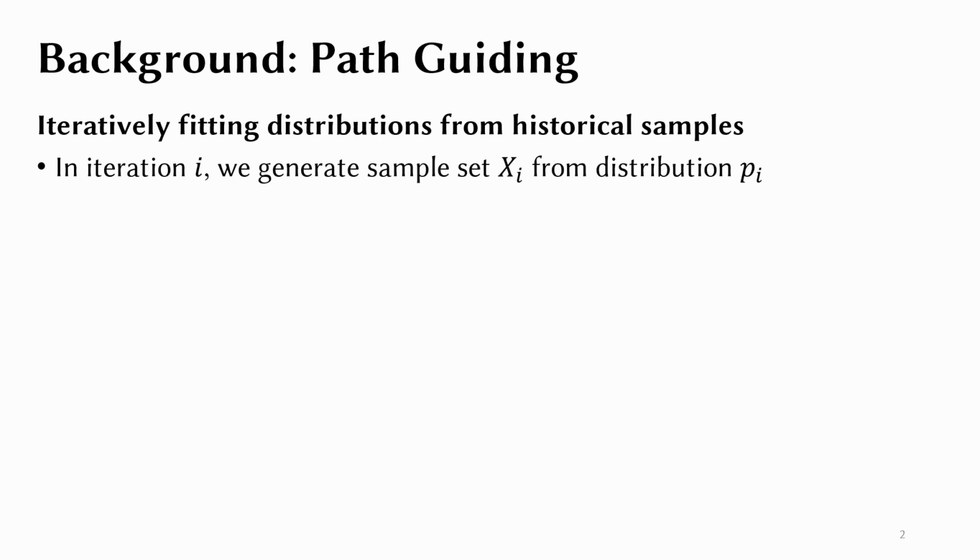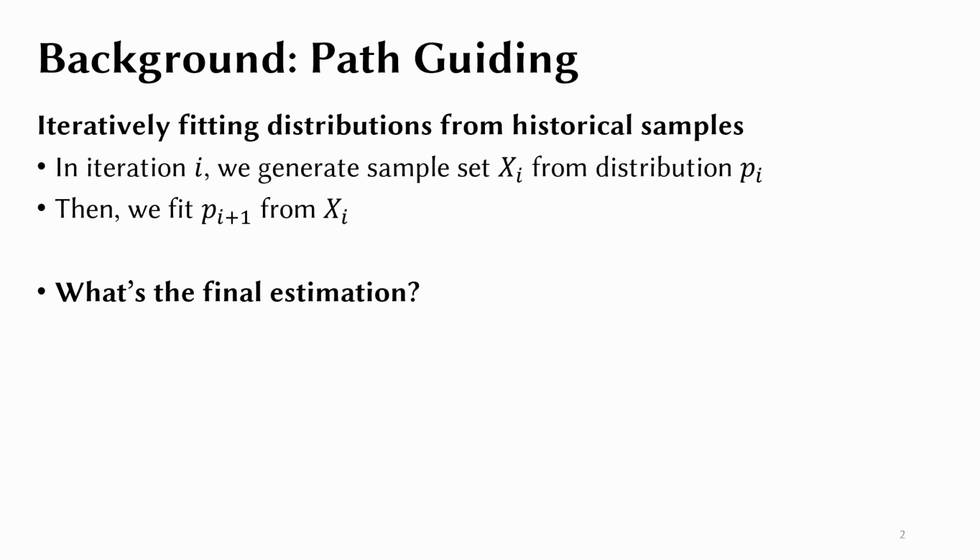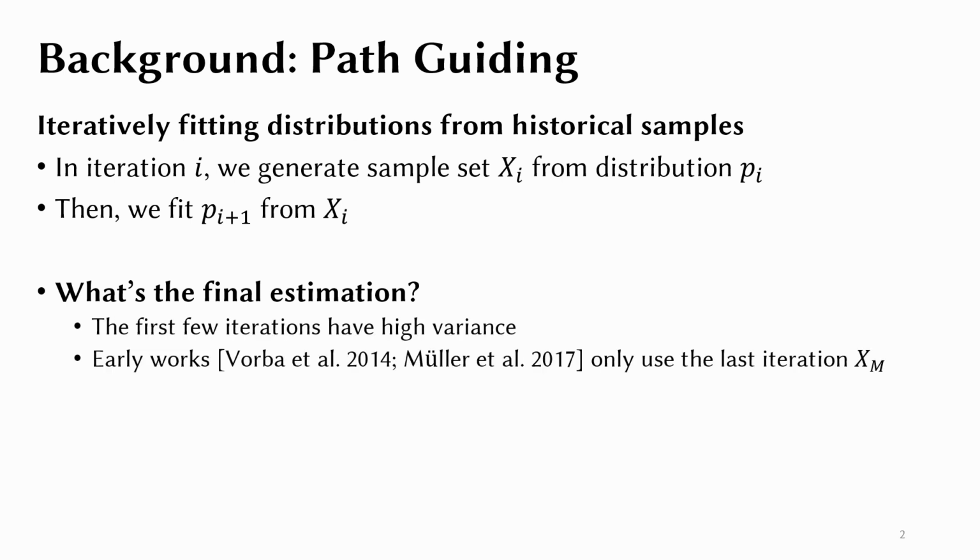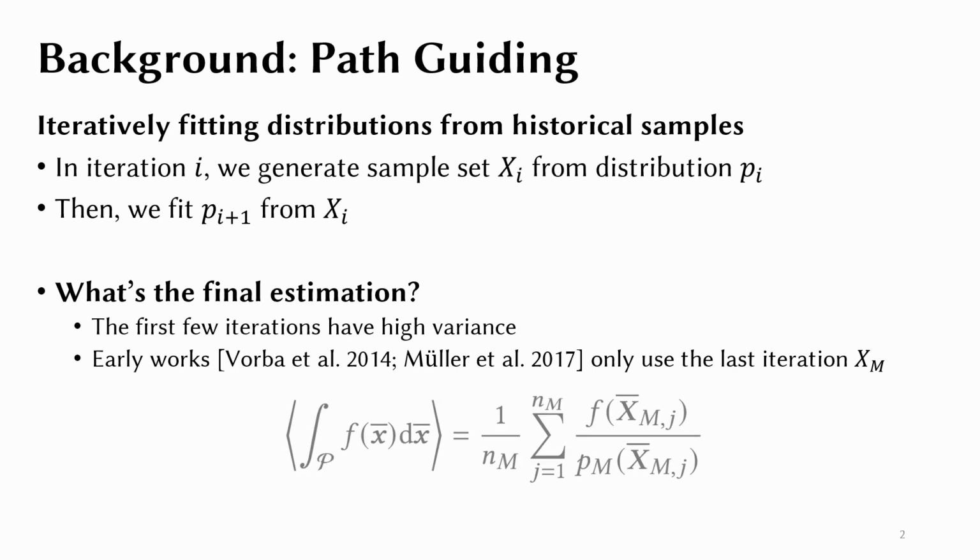In each iteration, we first generate a new sample set from the current distribution. Then, we fit a new distribution from the current sample set. Ideally, the quality of the distribution will become higher and higher. But what's the final estimation, or the final rendering? We know that the first few iterations have high variance, so early works only use the last iteration's samples to generate the rendering images.